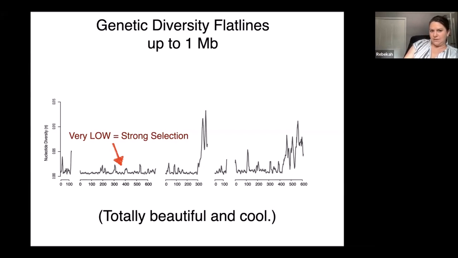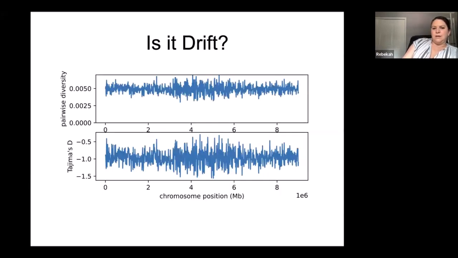So the reviewers for the manuscript, of course, though, want you to not just say it's probably not drift, they want you to prove it. Now there are population genetic simulators like MS Prime and SLIM that you can actually download and play with at home if you wanted to simulate how genetic diversity would change under different scenarios.